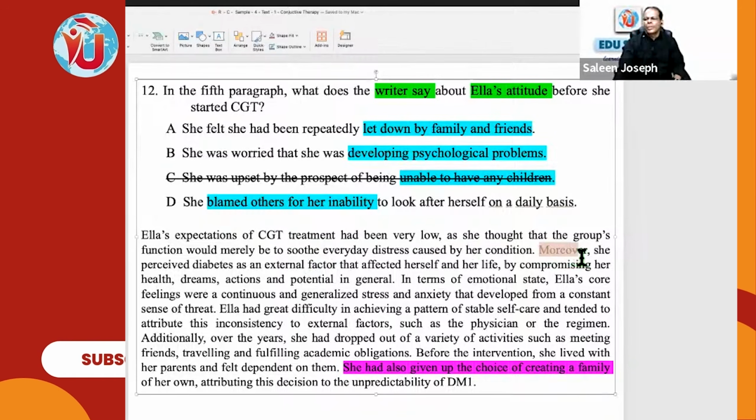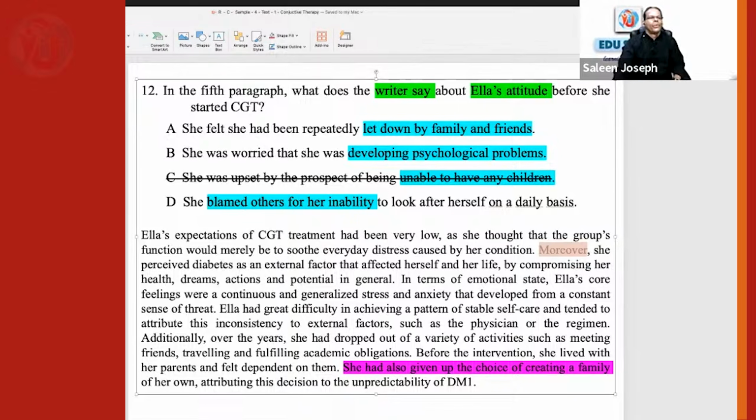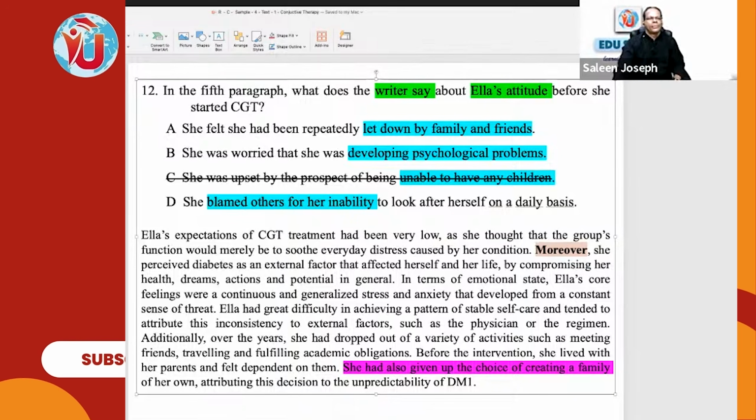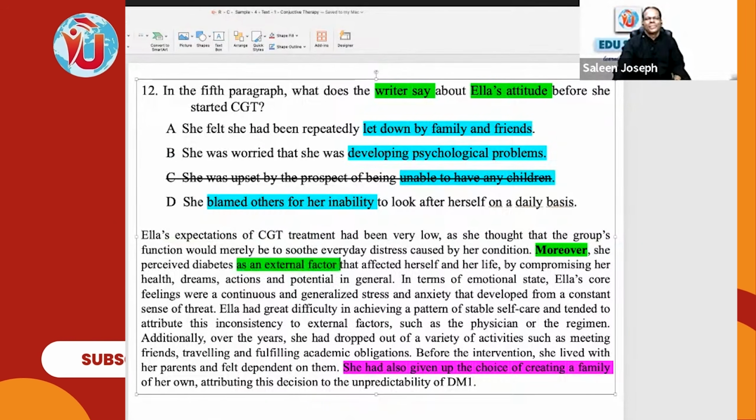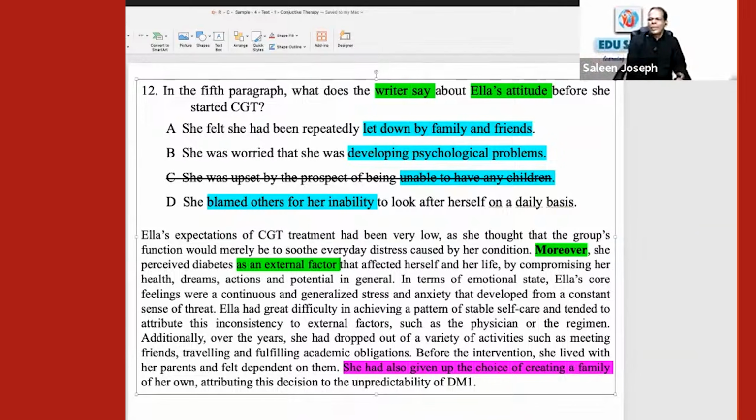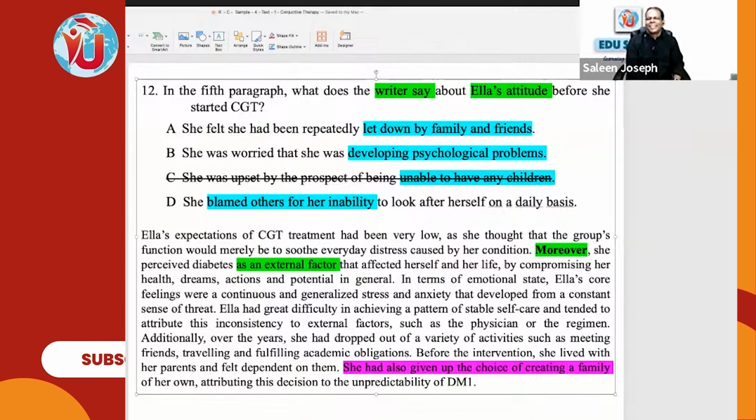Usually when there is some expression called moreover, the answer will be somewhere there. Moreover, she perceived diabetes as an external factor. Means what? Blame others. Blame from outside, blame somebody else for causing this. That also says blaming others, right? External factor, not my problem, others' problem. That affected herself and the family by compromising her self-dreams and potential in gender.